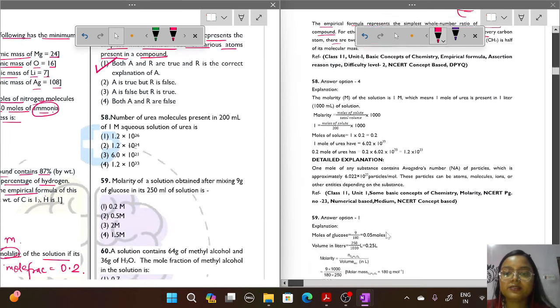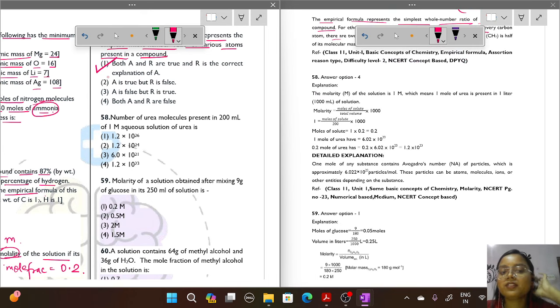Question number 58. Let's move on to question number 58. The number of urea molecules present in 200 ml of 1 molar aqueous solution of urea is... So the volume is given as 200 ml, and it is a 1 molar aqueous solution of urea. 1 molar means molarity. Molarity is given as 1 molar. Okay, we have to find out the number of urea molecules.